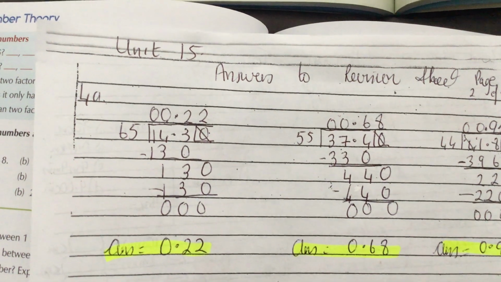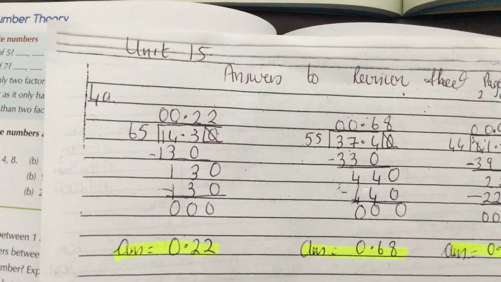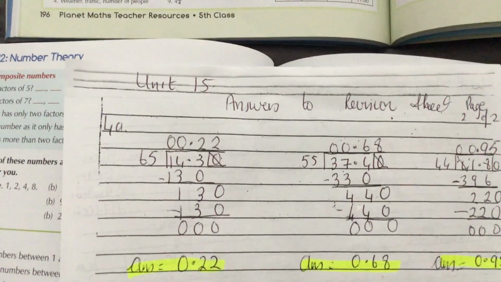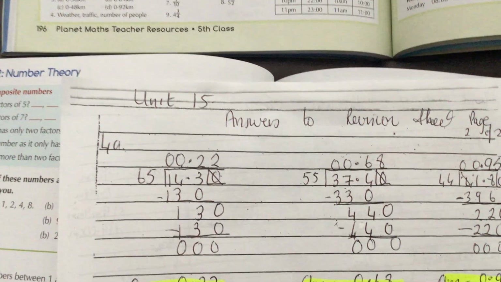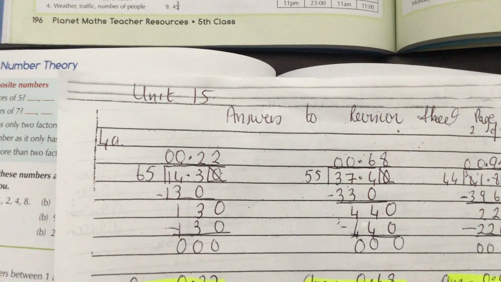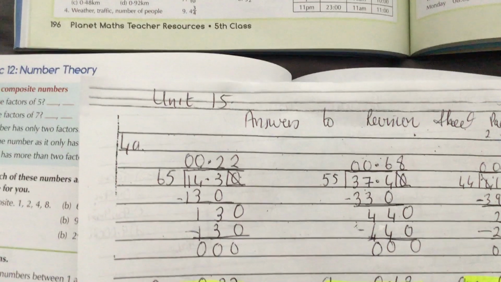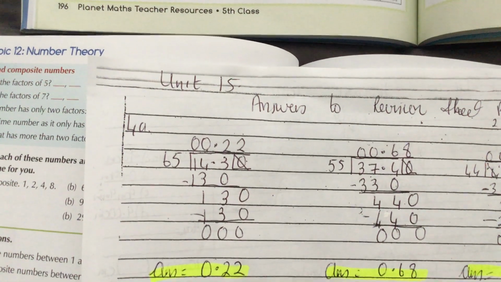55 into 3 won't go. 55 into 37 won't go. Now, decimal point essential. Do not forget the decimal point. Once you put it in, once you align it with the decimal point of the question, you don't have to think about your decimal point again until you're writing out the answer. So 55 then into 374.